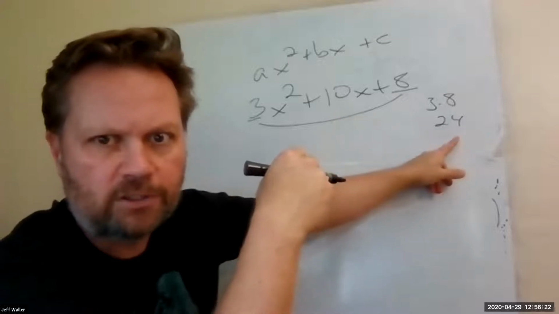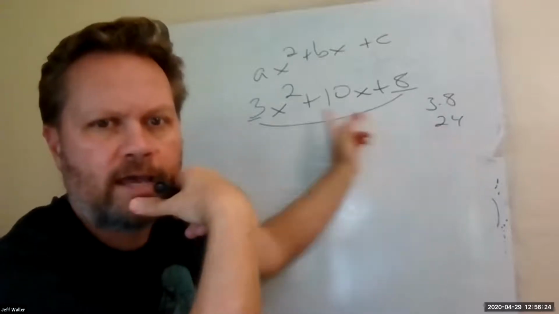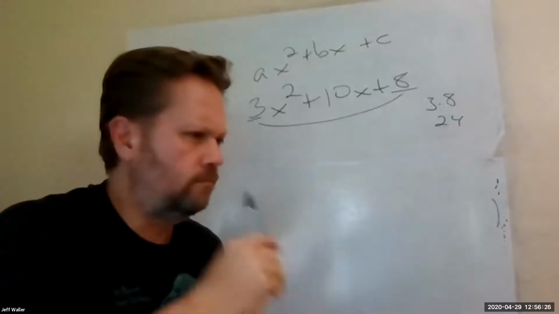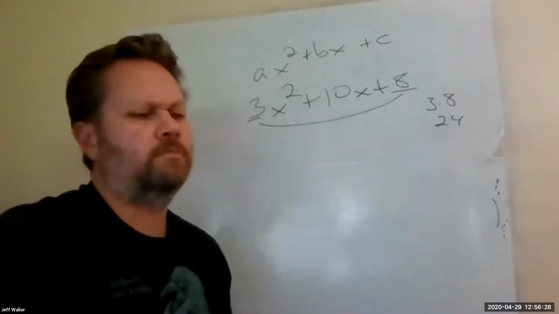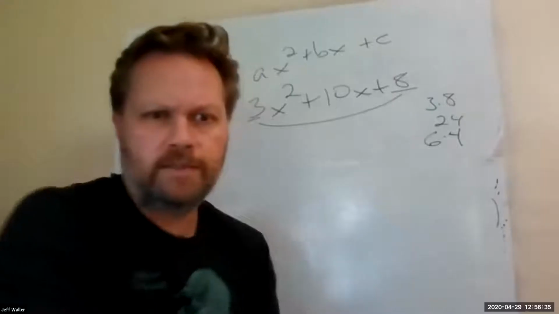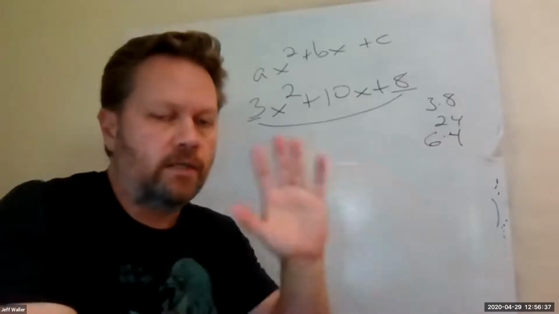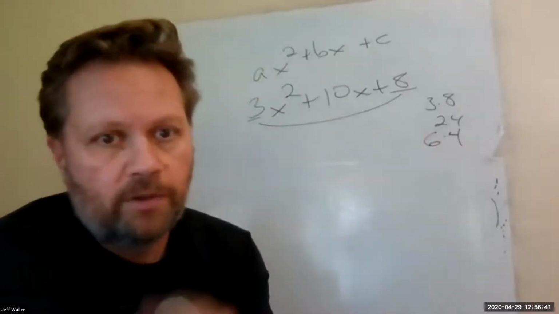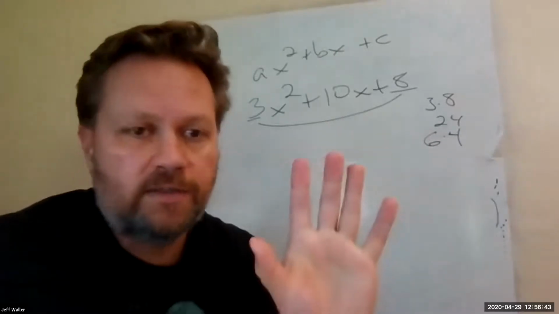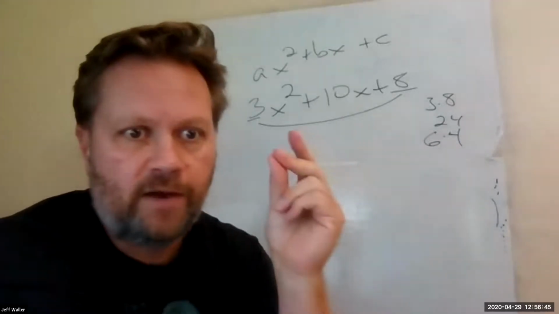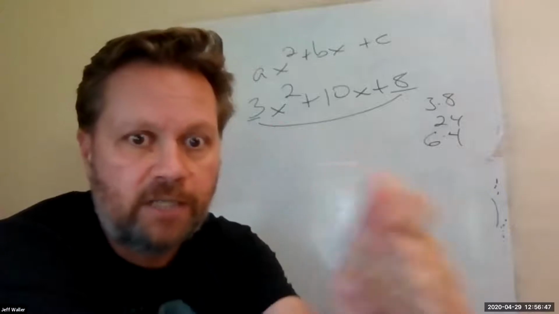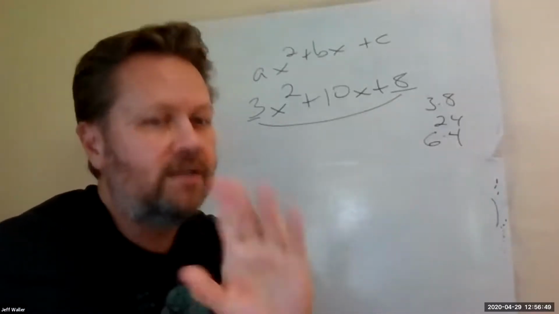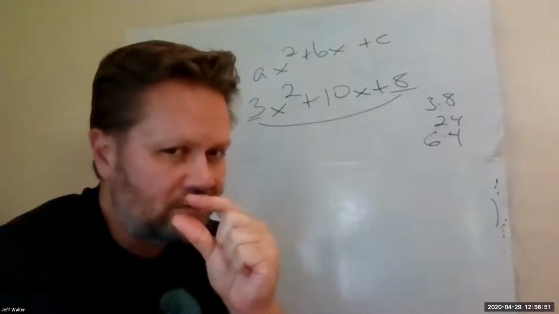Are there any factors of 24 that add to be 10? 6 and 4. Yes. 6 times 4 makes 24, and 6 plus 4 makes 10. So now here's another new thing. When the first number's a 1, everything is so much easier, because I just have to find the two numbers and then write them in and I'm done. When the first number's not a 1, everything is a little bit worse.